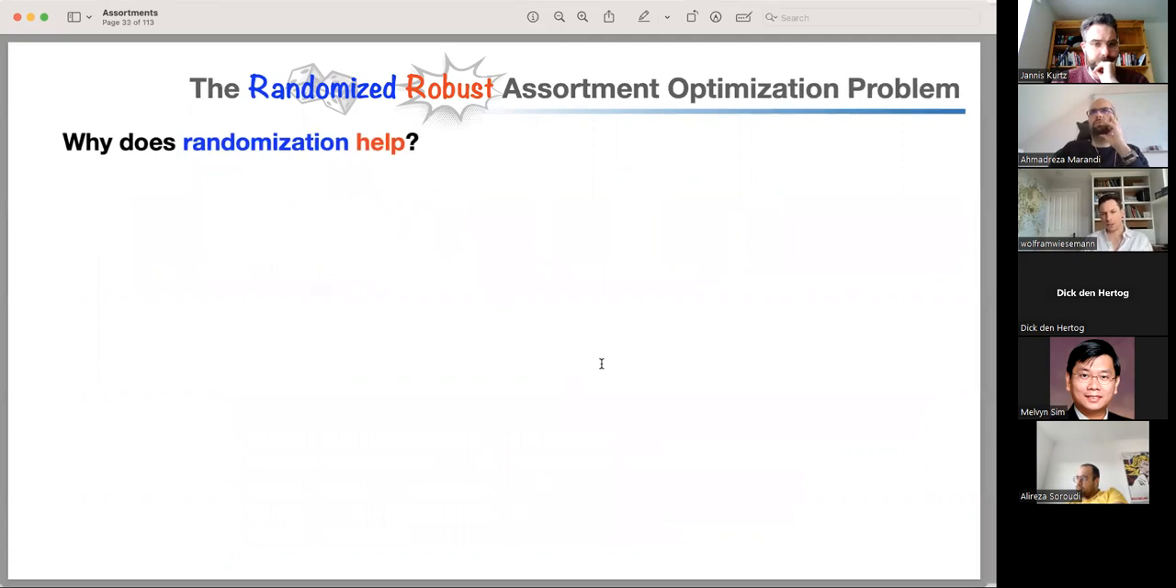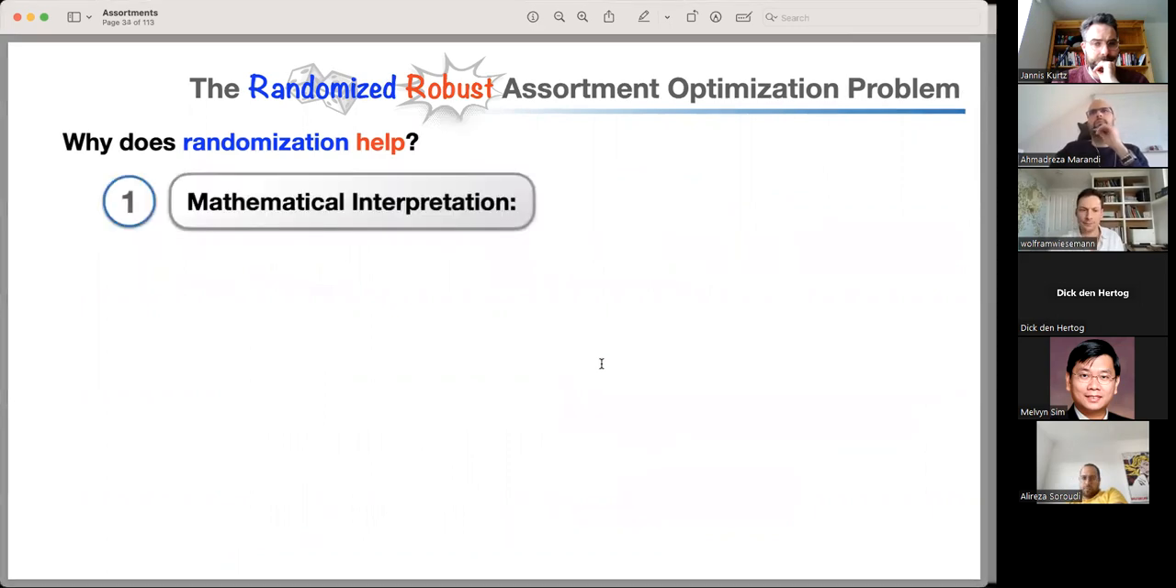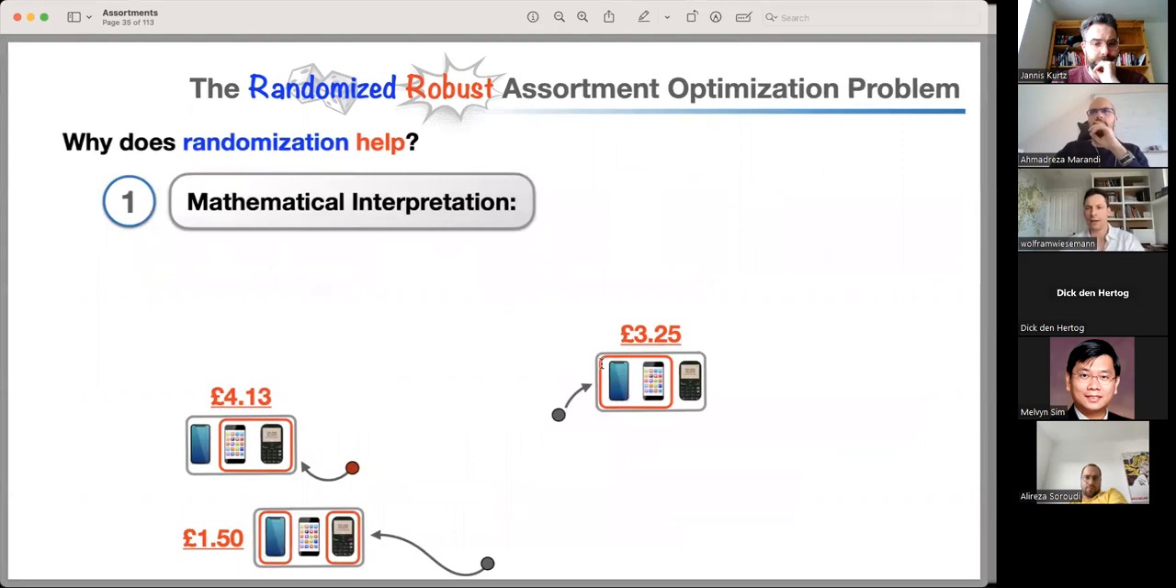How does that work? Why does that work? Let me try to give you 3 explanations of why randomization actually helps in this context. The first one is a mathematical interpretation. We can think of our deterministic assortment optimization problem as a discrete optimization problem where we have, in this case, exactly 3 possible assortments, and we evaluate them in view of the worst case expected revenues.